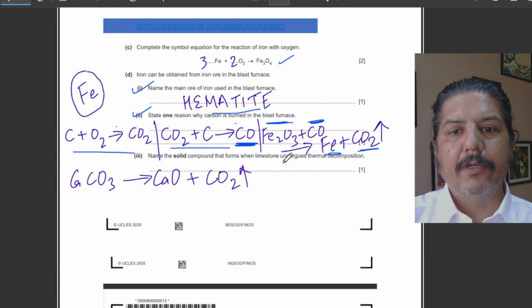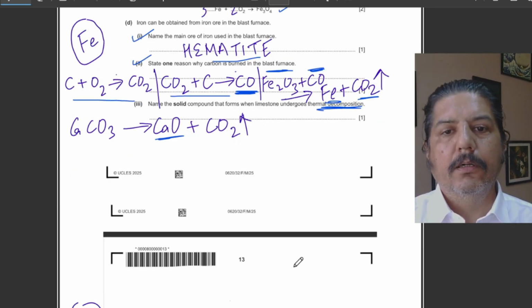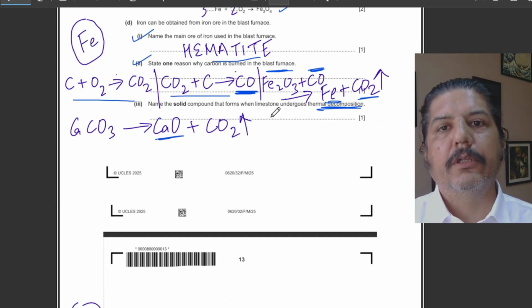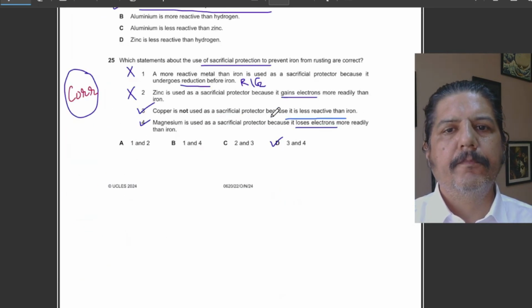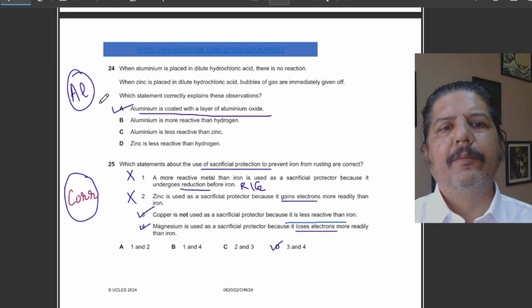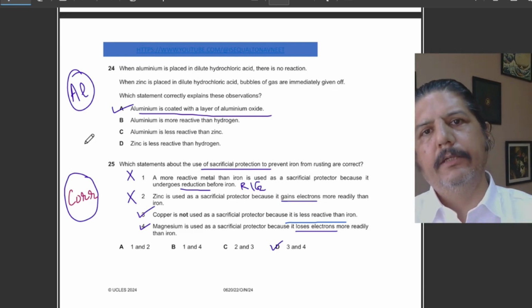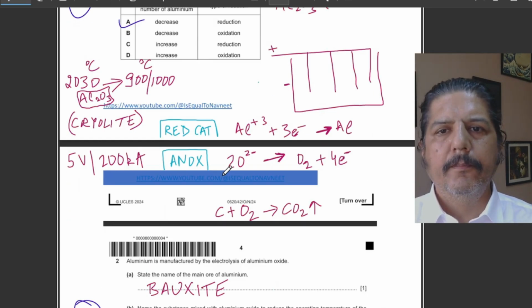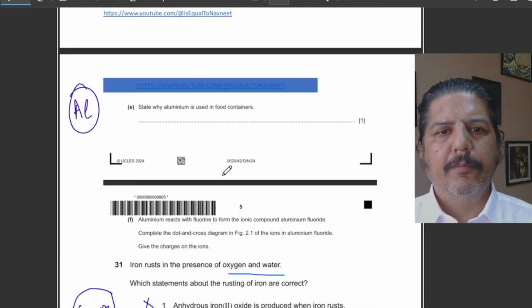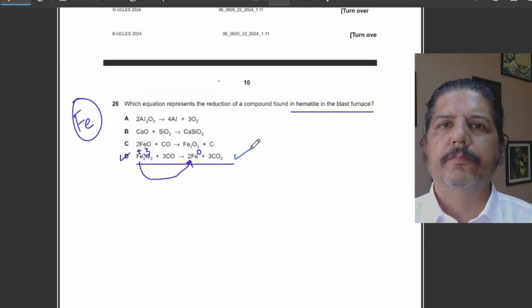Name the solid compound that forms when limestone undergoes thermal decomposition. This is calcium oxide, the compound that forms when limestone undergoes thermal decomposition. As discussed earlier, the aluminium and corrosion based questions I have done. Corrosion I have done before, in part 1, and aluminium I'll be doing after this, so I'm skipping them. Iron: which equation represents the reduction of iron found in hematite in the blast furnace? Again, the same equation. So it is a very important equation.